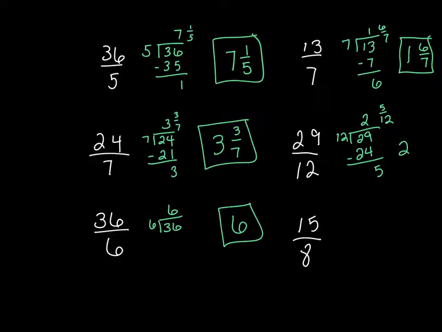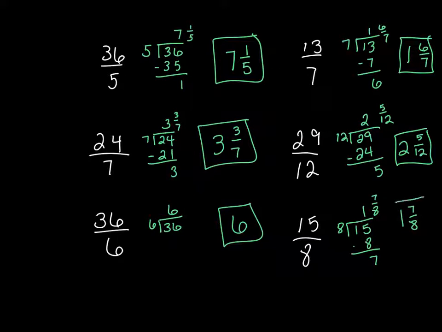So that would be 2 and 5 over 12. And then 8 goes into 15 one time, remainder of 7. So 1 and 7 over 8.